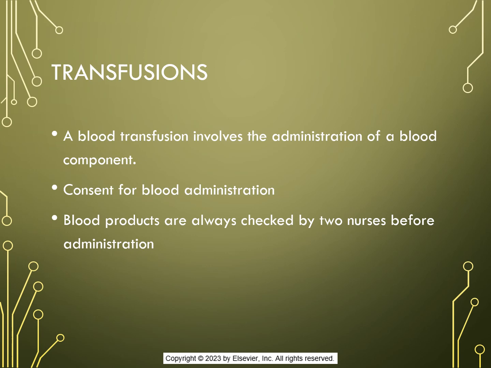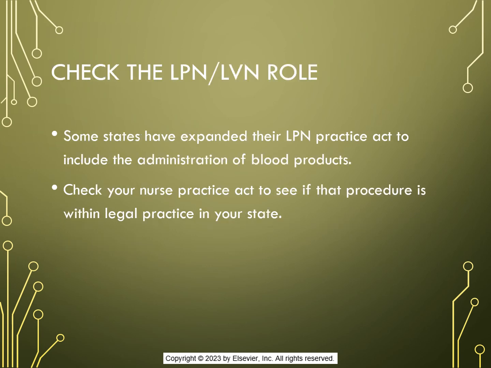Blood banks have written procedures and policies for withdrawing and dispensing blood for transfusion. Blood products are always checked by 2 nurses before administration. Some facilities will require that 2 RNs check the blood, and some will allow an LPN with appropriate training to be one of the 2 licensed nurses. Always check your facility's policies and procedures. On page 369, within Table 16.7, you can read about the different blood products and their uses.